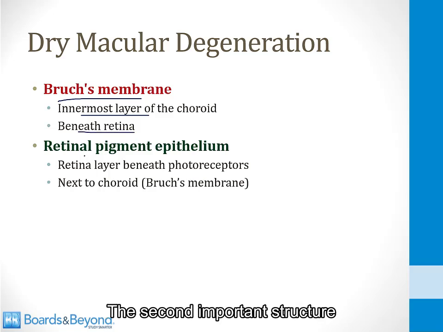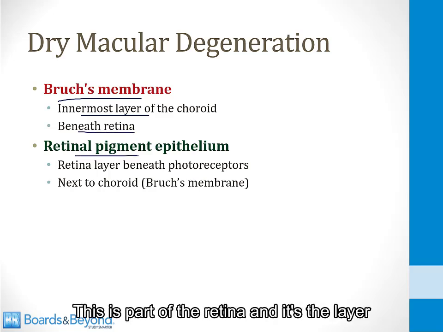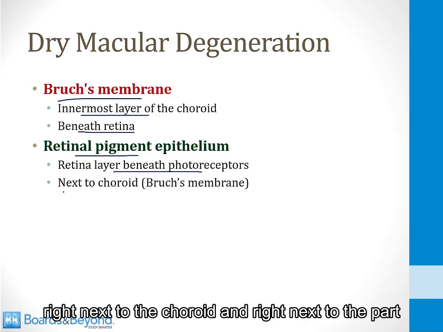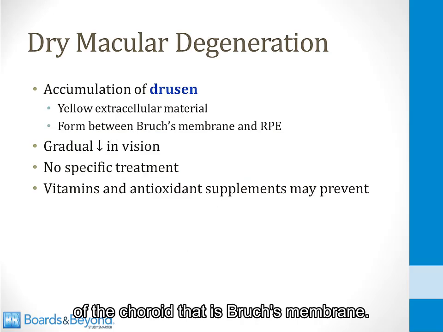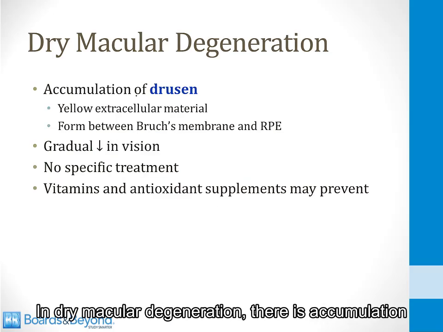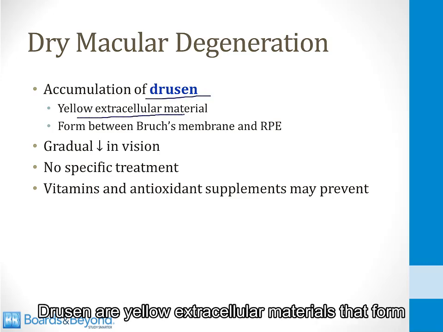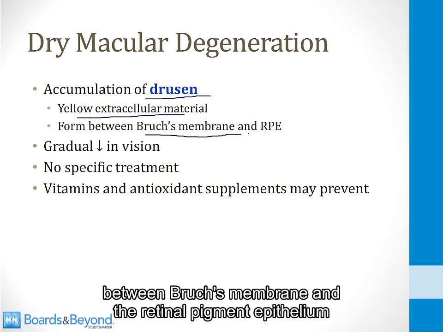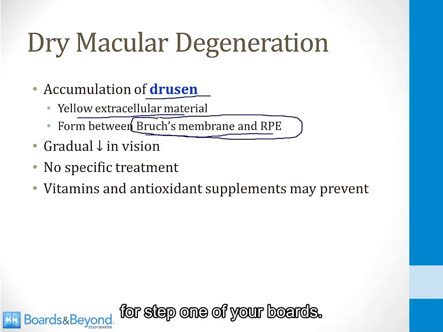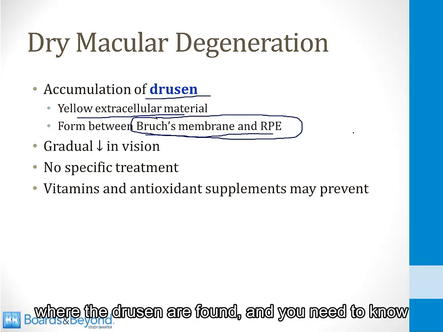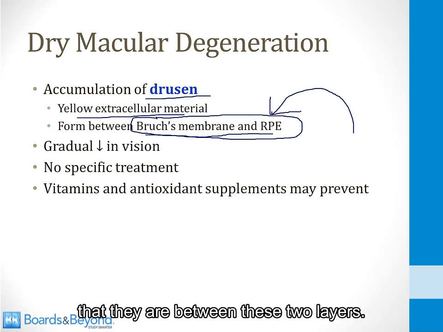The second important structure is the retinal pigment epithelium. This is part of the retina, and it's the layer that sits beneath the photoreceptors, right next to the choroid, and right next to the part of the choroid that is Bruch's membrane. In dry macular degeneration, there is accumulation of something known as drusen. Drusen are yellow extracellular materials that form between Bruch's membrane and the retinal pigment epithelium. And this is what you want to remember for step 1 of your boards. If they ask you about dry macular degeneration, they are likely going to ask you where the drusen are found, and you need to know that they are between these two layers.